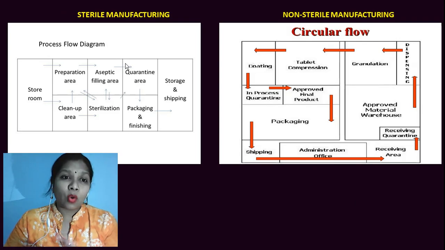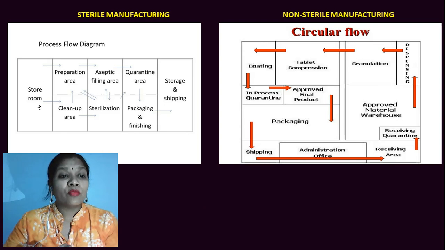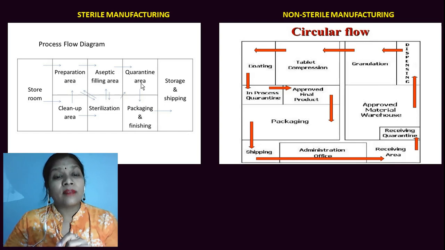You can have an overlook here. Coming to the sterile manufacturing, the first room is the storeroom. From the storeroom you go to the preparation area. From the preparation area you go to the aseptic filling area. And after the aseptic filling area you go to the quarantine area. From the quarantine area it goes to the packaging and finishing, then to the storage and the shipping.